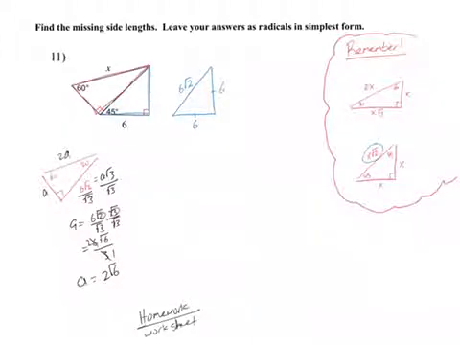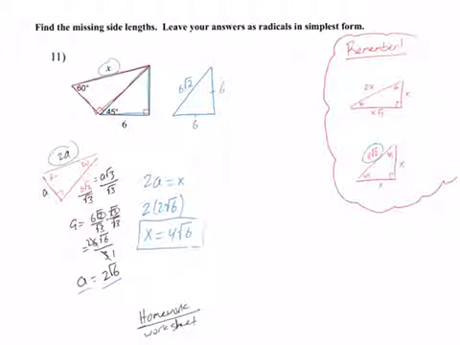But I'm not looking for a. Notice I'm looking for that 2a. That's in that position there that I'm looking for. So to find out what 2a is, 2a is going to equal x. So it's going to be 2 times 2 root 6, because a is equal to 2 root 6. So that means x is going to equal 4 root 6. And that's the answer that I'm looking for right here, is that x.